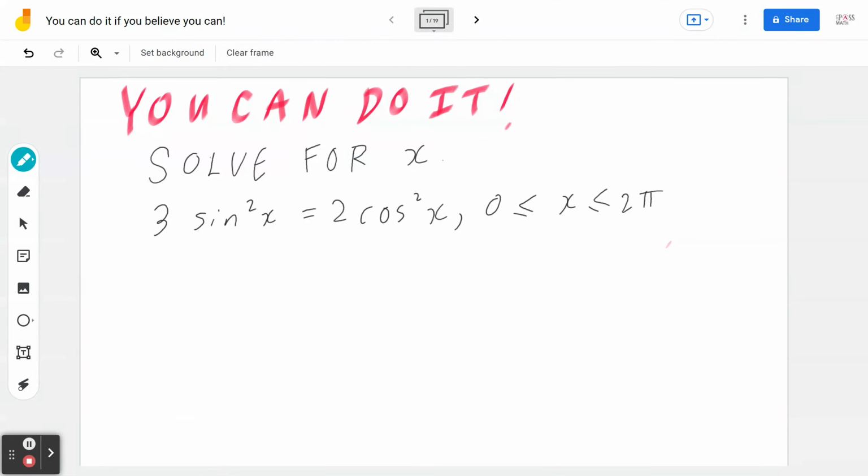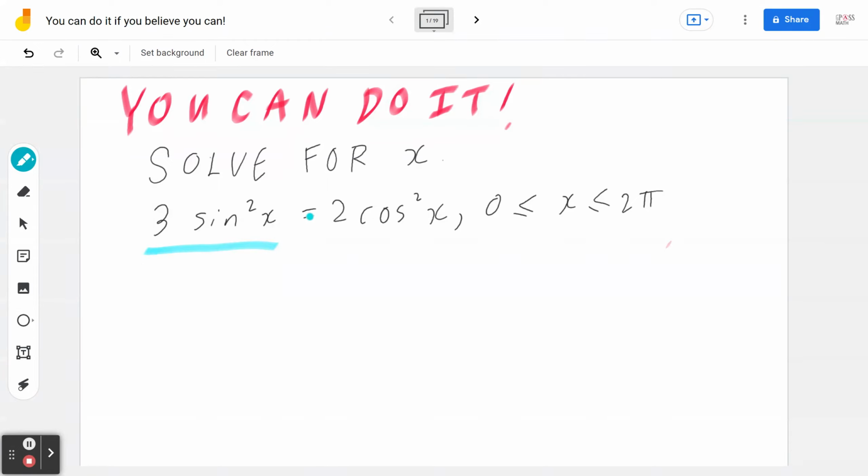Hi everyone, let's take a look at the following example. Solve for x. 3 times sine x square equals 2 cosine x square, where x is in between 0 and 2 pi inclusive. Step 1.